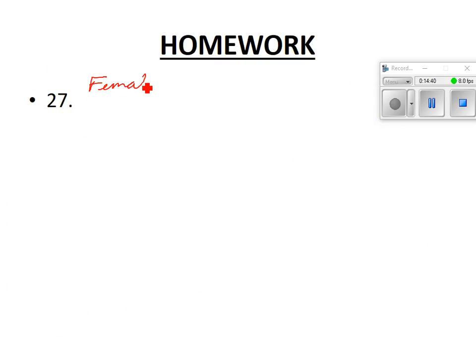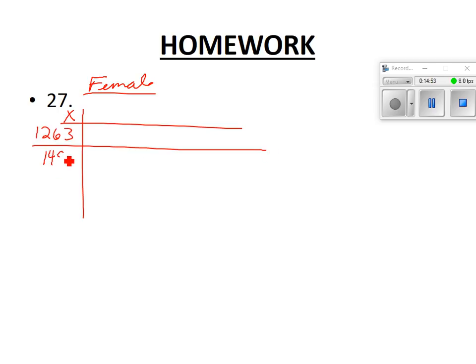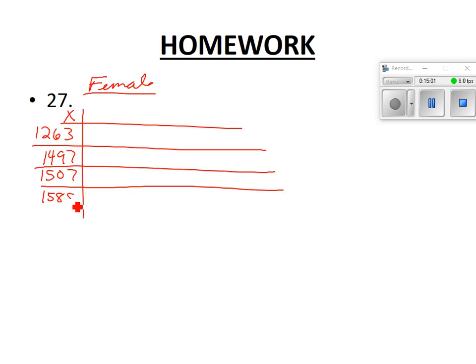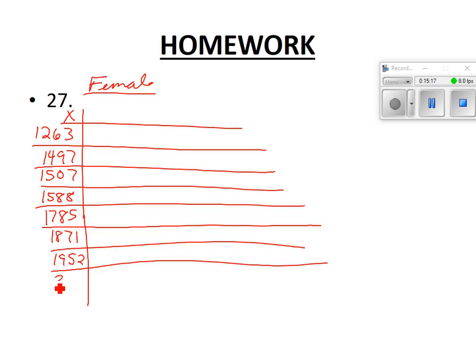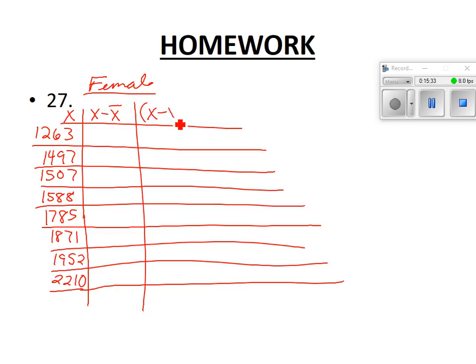Females. We're going to do the same thing. We got X. 1263 is the lowest. Yeah. 1, 2, 3, 4 is supposed to be 8 again. I'm going to do X minus X bar, then we're going to do that squared. We'll do this one right.